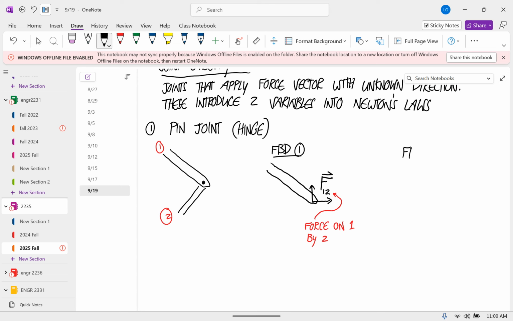And then a free body diagram of the second body. I would do that the same way. It's a force with an unknown direction. So I would call this the force on 2 by 1. And Newton's third law says the force on 2 by 1 is just negative force on 1 by 2.